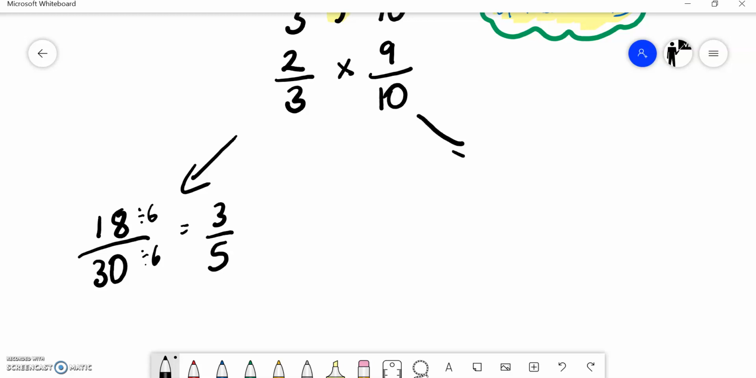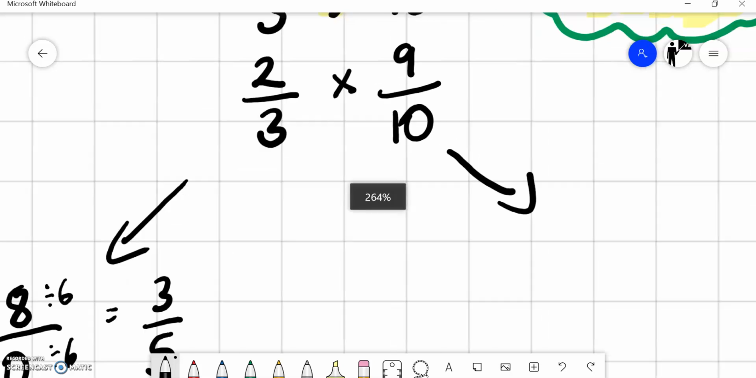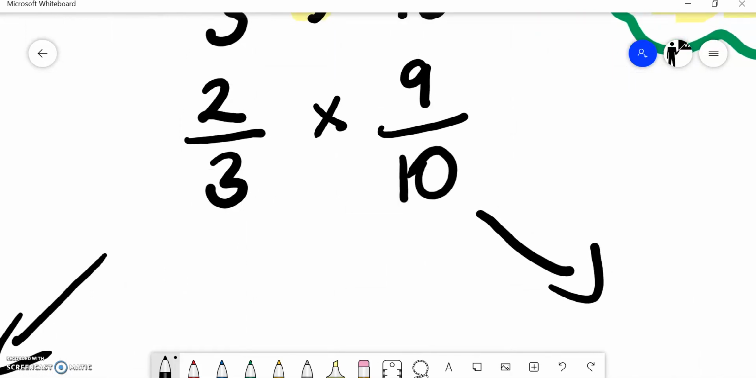Root 2, the option I use, is I look at my diagonals. And I think, okay, is there a common factor with my diagonals? So I look at my first diagonal, 2 and 10, and both of those are in the 2 times table, so I can divide both of those by 2. I look at my other diagonal, 3 and 9, they're both in the 3 times table, I can divide them both by 3.